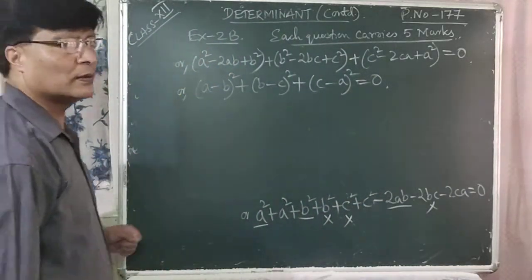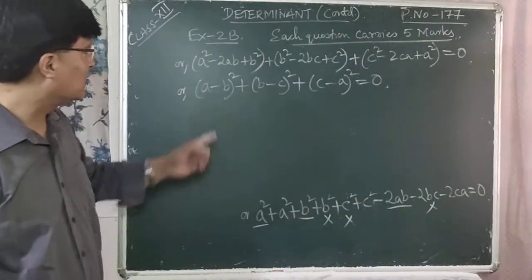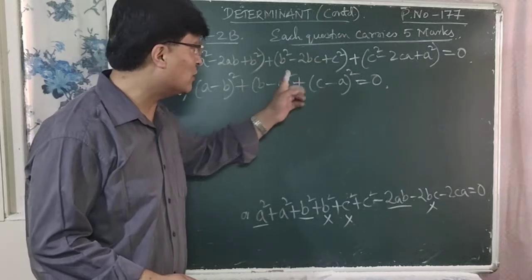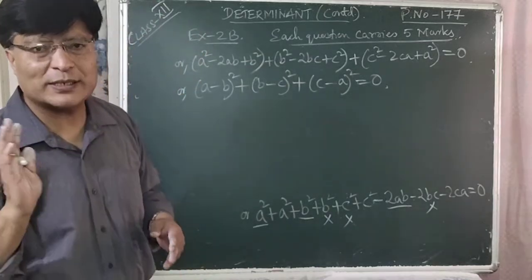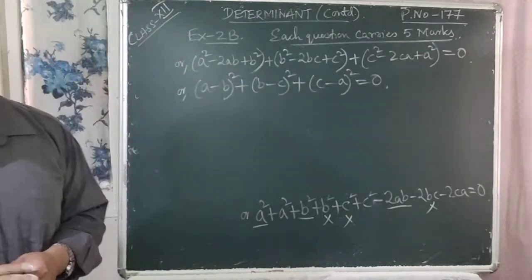So now we have to understand this equation. It says that (a minus b) whole square plus (b minus c) whole square plus (c minus a) whole square is equal to what? 0. It should be exactly equal to 0. When is this equation possible now?